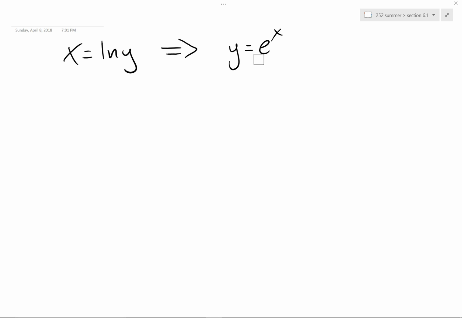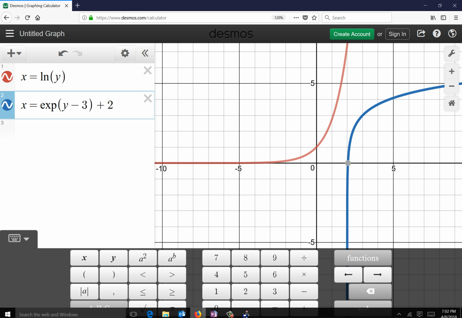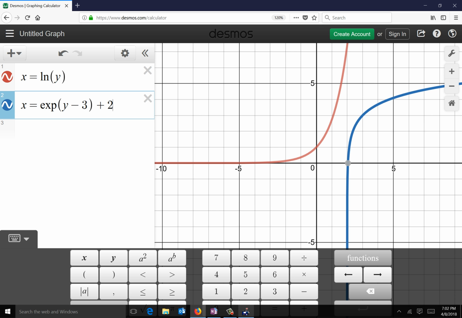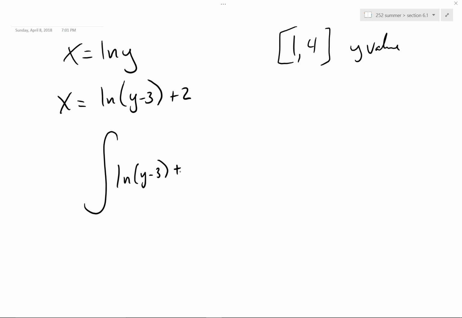So my equations are this guy here and this one here. I think that's correct. And I want to do between 1 and 4. Now when I write it like this, these are y values. Okay? So then the question is, who is more to the right? Well, this guy is more to the right. So I'm going to do this one first minus the other one, dy, then I'm going to integrate from 1 to 4.